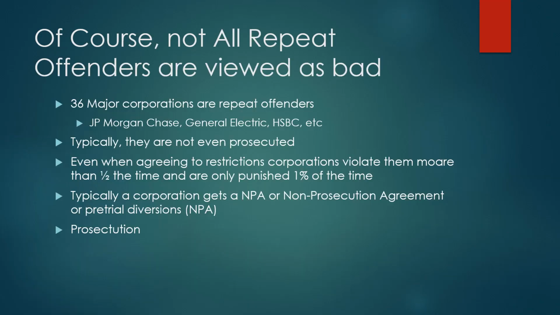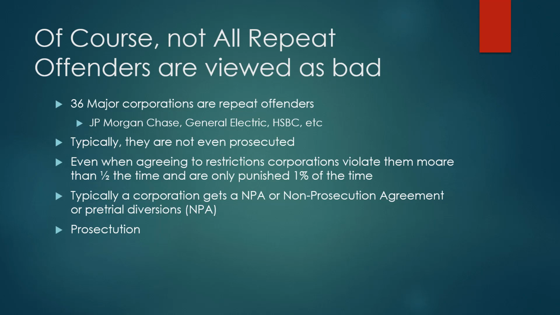Not all repeat offenders, of course, are viewed as bad. One of the worst groups of repeat offenders, of course, is large corporations. 36 major corporations, and here's just a list of some of them, are repeat offenders: J.P. Morgan Chase, which is a big bank, General Electric, HSBC, it's a bank, etc. Many of them have committed multiple crimes over and over and over again.